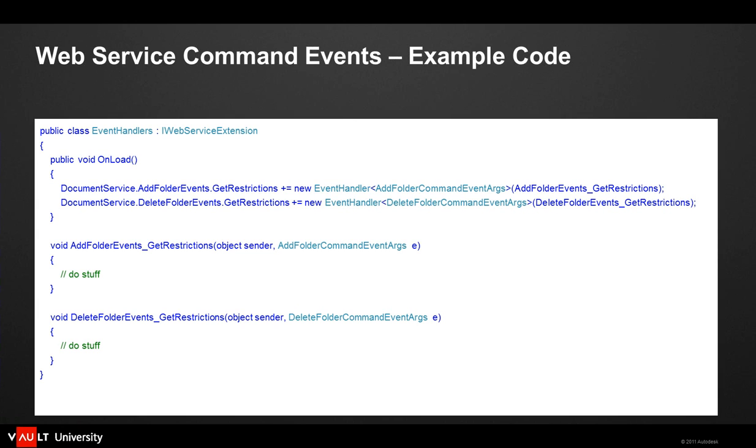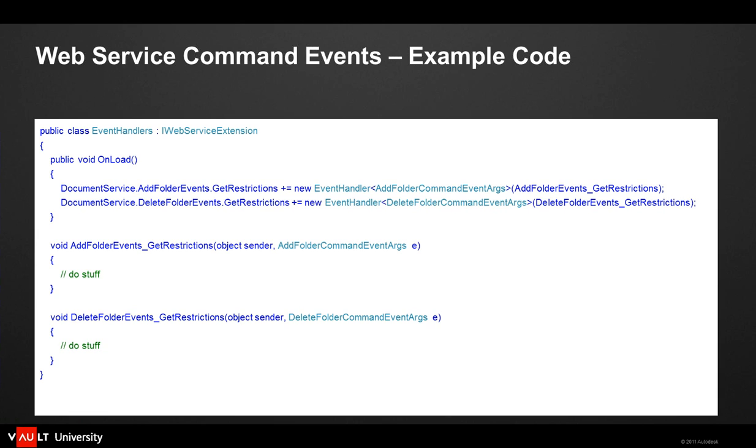So here's what the code looks like. Hopefully you can all read this, but again, I'll be posting the slides if you can't. So there is an onload. Here's my class, extending IWebServiceExtension. The only thing in that interface is this onload function. That's the only thing you have to fill in. And in this case, I want to get restrictions for add and delete folders.